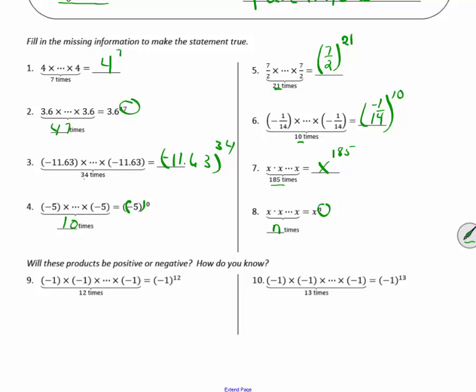Which of these products will be positive or negative? How do you know? Well, let's go through and talk about those. So here, I'm multiplying negative 1 times itself 12 times. Whenever you're multiplying an even number, right, this is an even number, it's going to give you a positive answer.